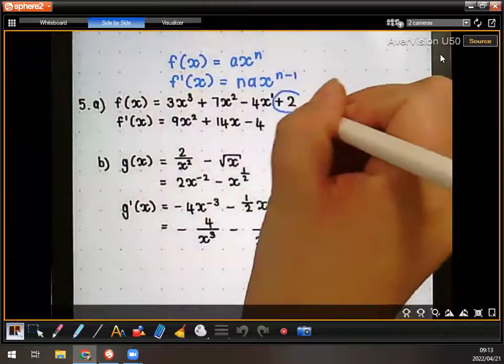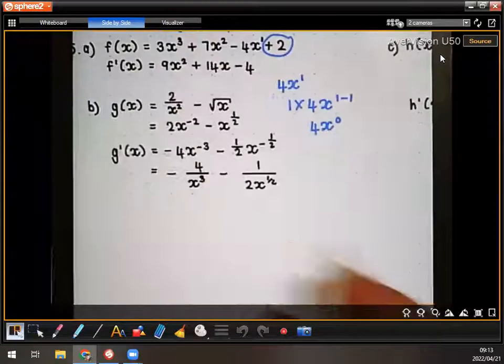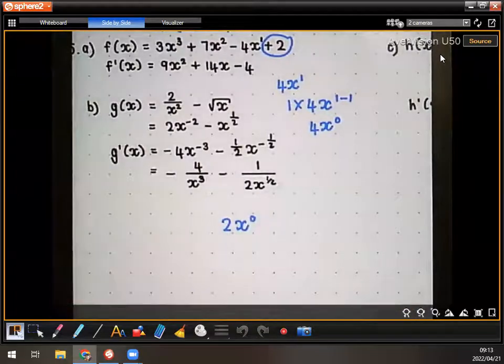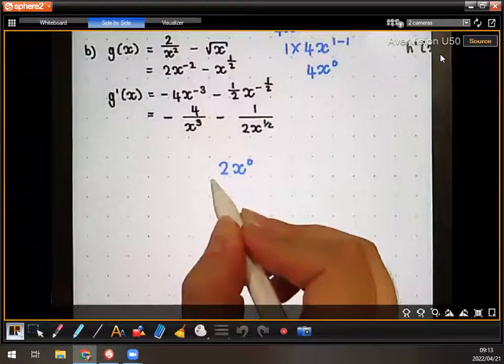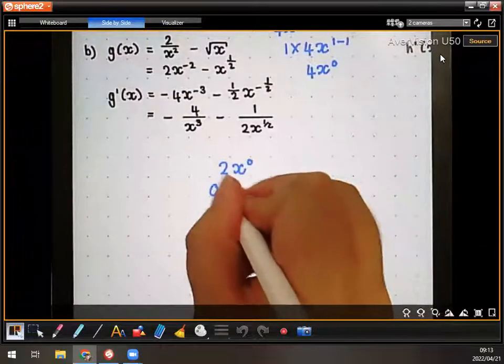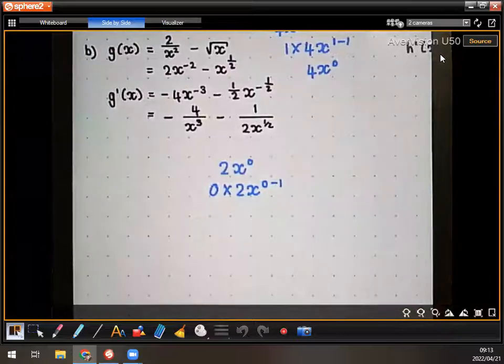So here for this one, are you talking about the derivative of 2? So remember, 2 is the same as 2x to the 0. So when you take that 0 to the front, it's 0 times 2, which makes it 0. You're going to say 0 times 2, x to the 0 minus 1. You want to write it out like that.